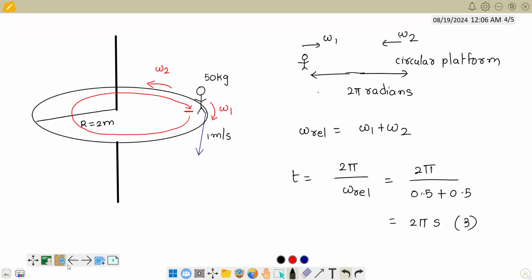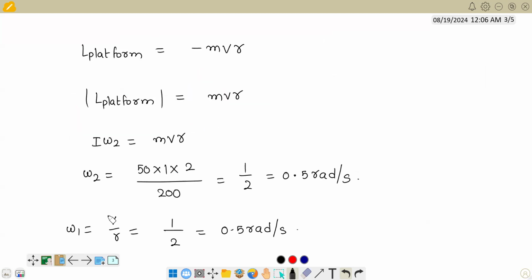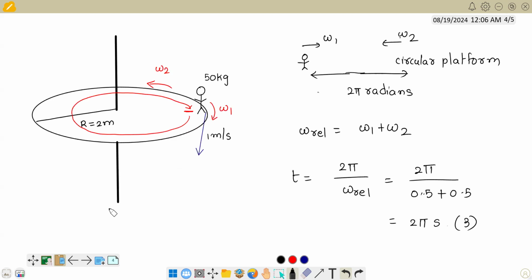I hope you understood how I have solved this problem. Again, quickly: initially a person is standing on a platform. Once he started to move with 1 meter per second, due to conservation of angular momentum, the platform moves in the opposite direction. First, we found the angular velocity of the platform. It's a coincidence that both angular velocities are the same; it is not necessary that every time both are the same. Then we used a concept similar to relative velocity to find omega relative, and time equals the total angle to cover, 2 pi, divided by omega relative, and we got the answer as option 3.